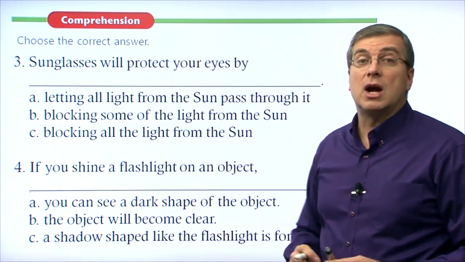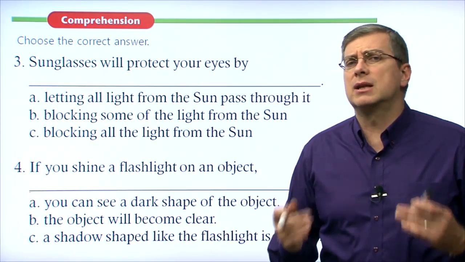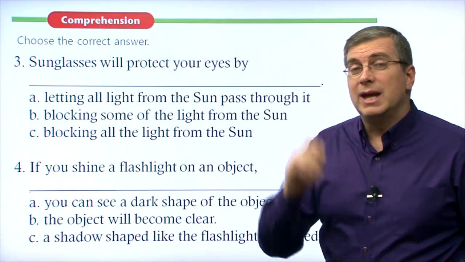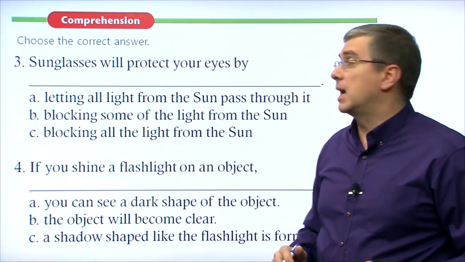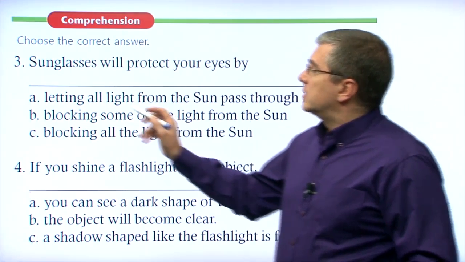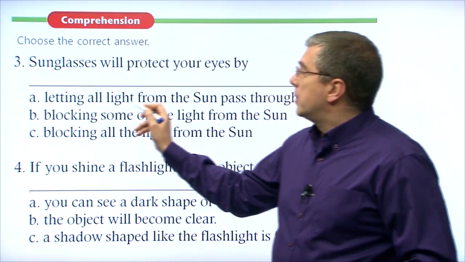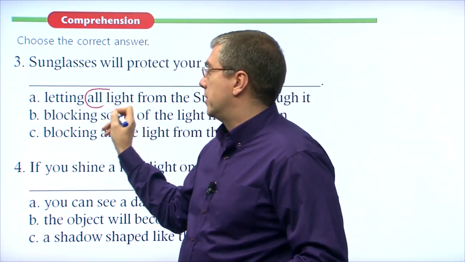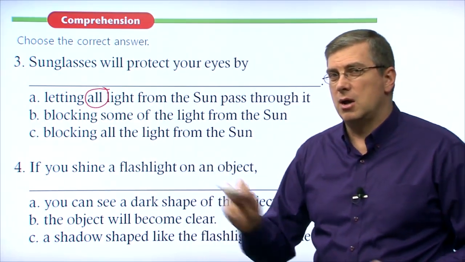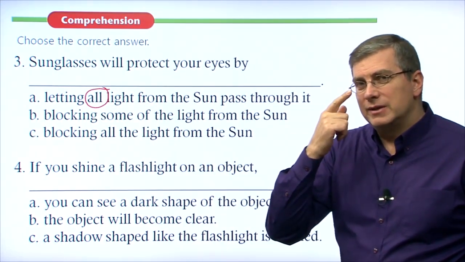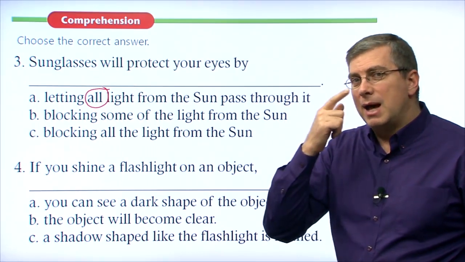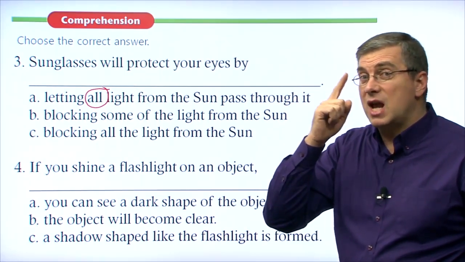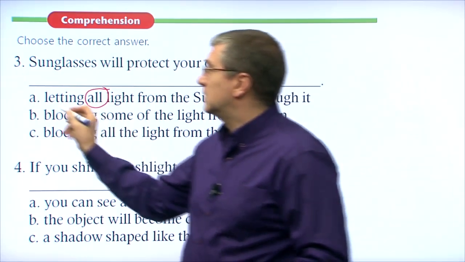Sunglasses will protect your eyes by... How do sunglasses protect your eyes? What do sunglasses do in order to protect your eyes? Let's take a look. Sunglasses let all the light from the sun pass through it. Let all the light. Is that true? No, because then my glasses would be sunglasses. My glasses let all the light from the sun pass through, and these are not sunglasses. So this is not true.